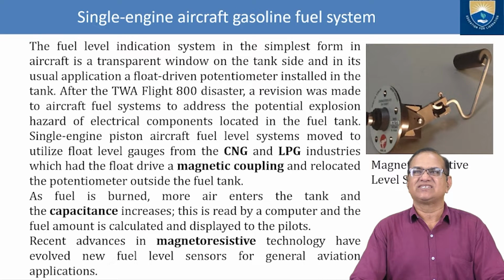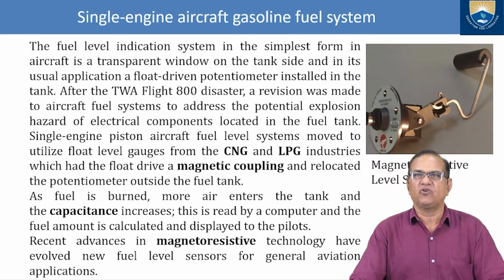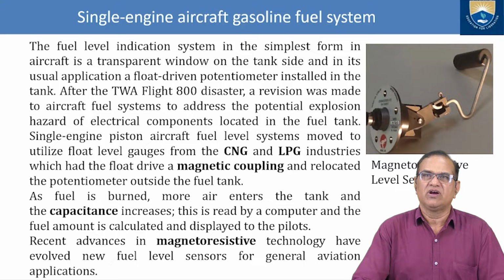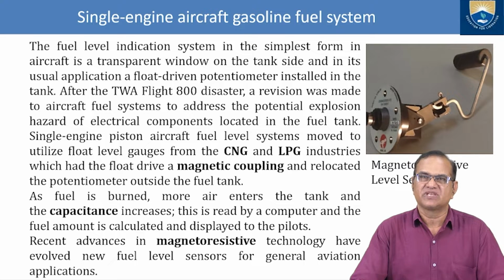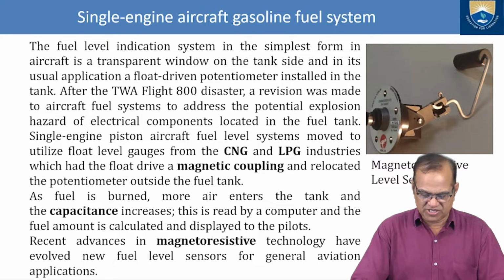The fuel level indication system in its simplest form in aircraft is a transparent window on the tank side, and in its usual application a float driven potentiometer installed in the tank. After the TWA Flight 800 disaster, a revision was made to aircraft fuel systems to address the potential explosion hazard of electrical components located in the fuel tank. Single engine piston aircraft fuel level systems moved to utilize a float level gauge from the CNG and LPG industry, which has the float drive a magnetic coupling and a relocated potentiometer outside the fuel tank.